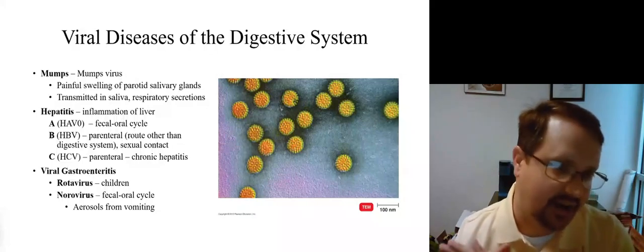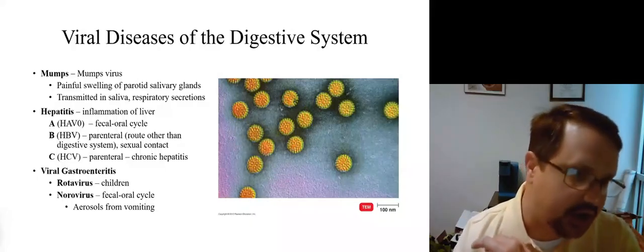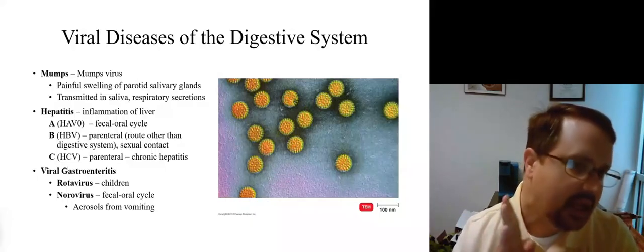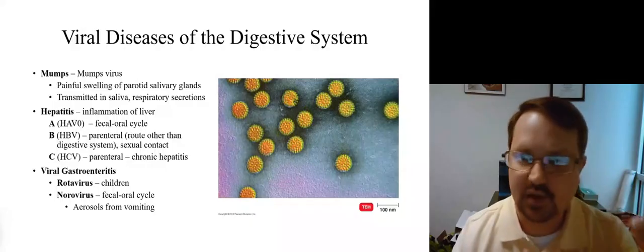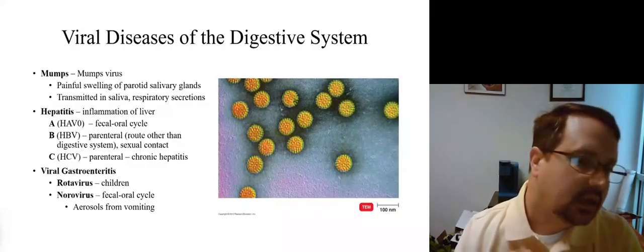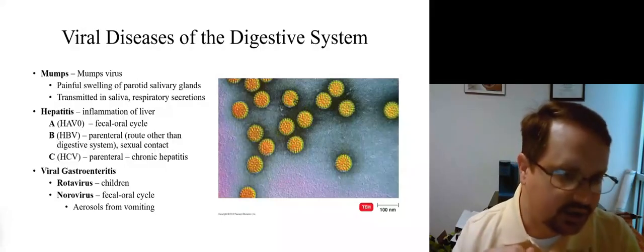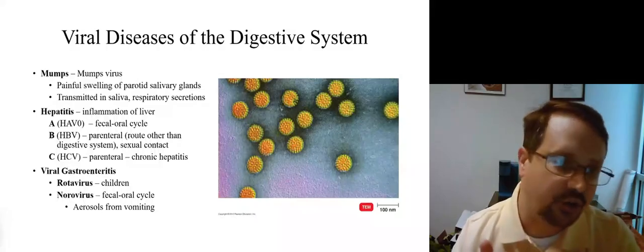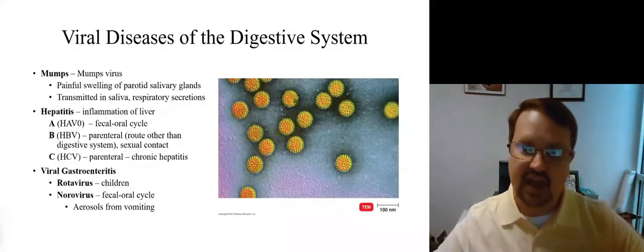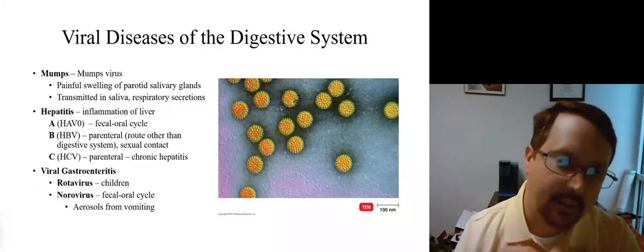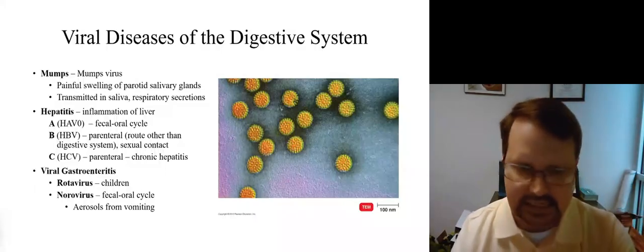Hepatitis A, hepatitis B, and hepatitis C. Hepatitis B is caused by sexual contact. Hepatitis A is fecal-oral. So parenteral, other than the digestive system, you get it from sex. Chronic hepatitis is parenteral. Viral gastroenteritis: rotaviruses in children, noroviruses, fecal-oral. Aerosols, you vomit and it aerosolizes and spreads, and you get it. So a lot of times you may get it from cleaning up after somebody vomiting pretty heavily.